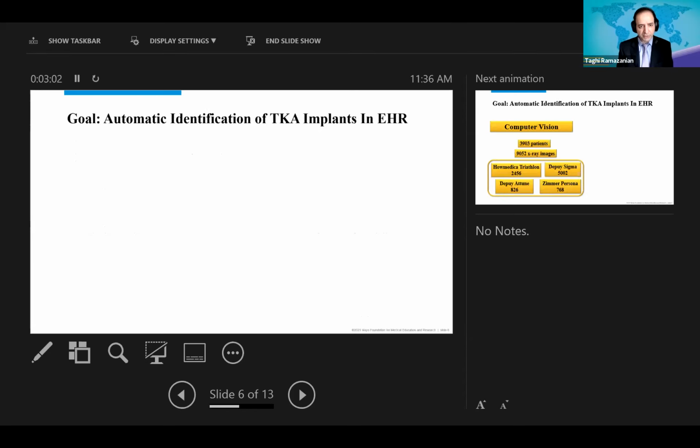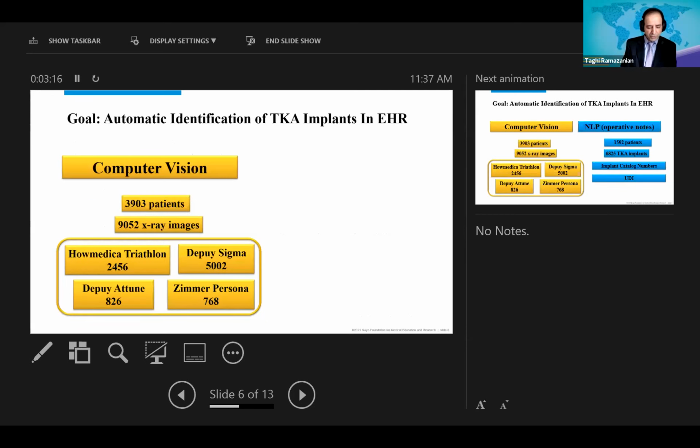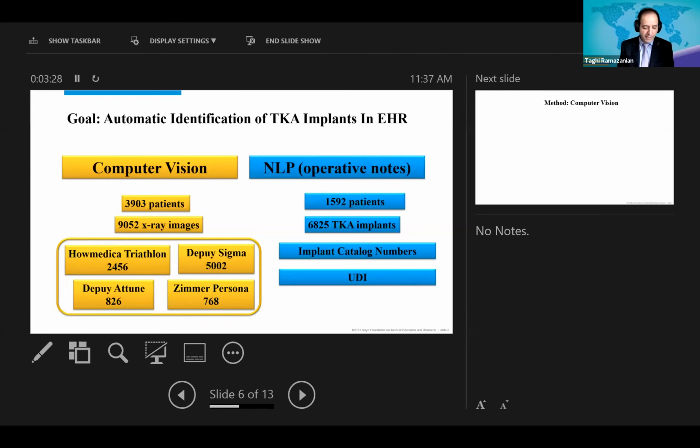So with this background, our goal was to develop automated tools for identification of different types of implants in electronic health records using both computer vision and NLP approaches. In our computer vision approach, we used 9,000 knee x-rays from 3,900 patients with 4 different types of knee implants. And in our NLP approach, we used operative notes of about 1,500 patients, identified implant catalog numbers for 6,800 implants, and mapped them to corresponding UDI numbers.